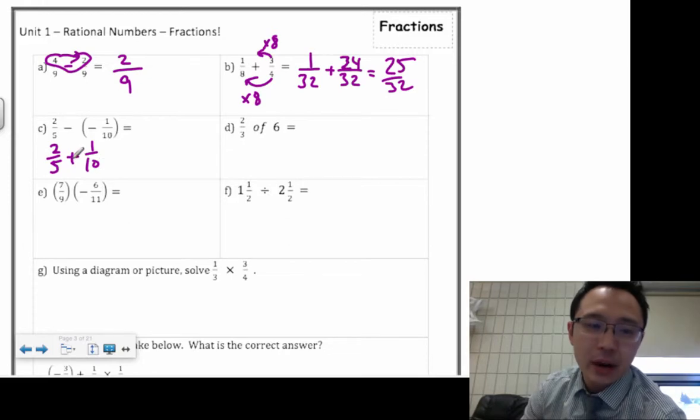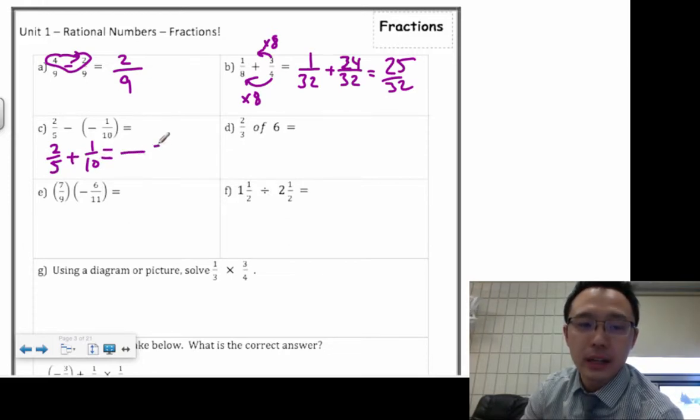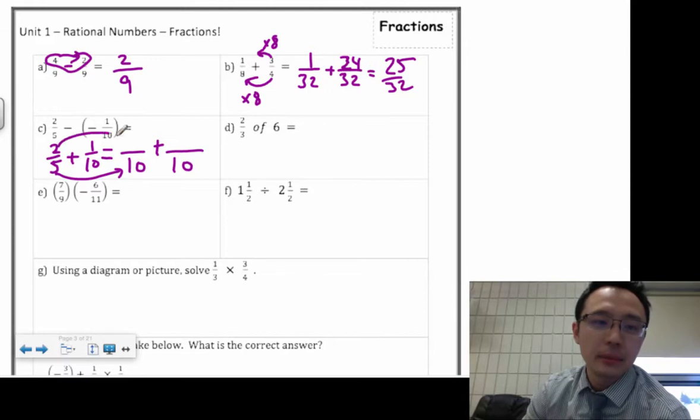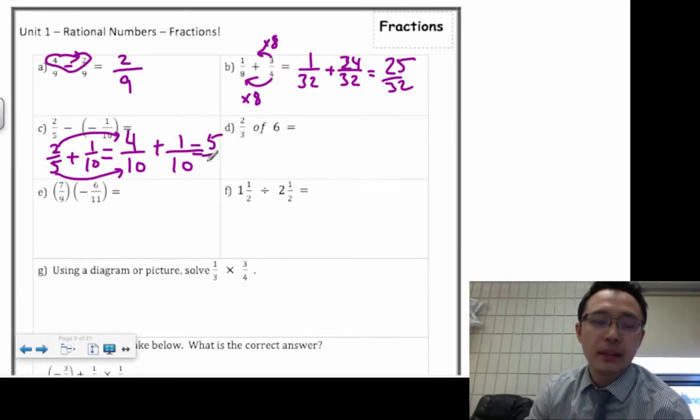Because this is adding fractions, I need common denominator. For this one, I'm going to use the lowest common multiple. That means, is there a number 5 can go into that makes 10? Yeah. You multiply this 5 by 2 to get to 10. So you have to do that to the top. So multiply the top by 2, which gives you 4. So now common denominator, 5 over 10, which is 1/2.